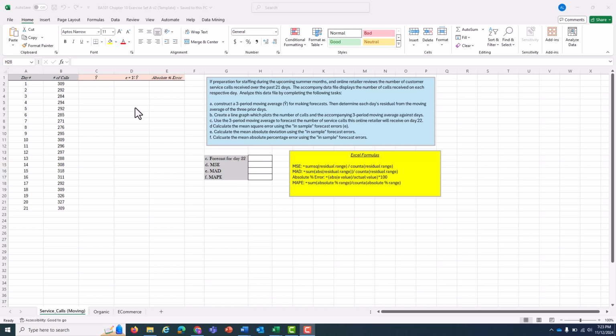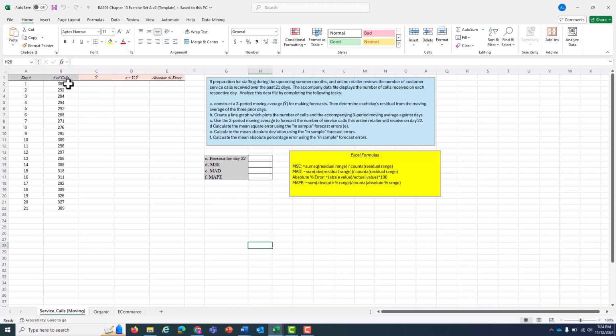So the first thing that we have over here is info from the last 21 days and how many calls this call center received during each one of those days. In A, we are asked to construct a 3-period moving average for making forecasts. And what that means is that we are going to assume that the predicted amount of calls they're going to get during any given day is going to be equal to the mean average of what they got during the last 3 days.